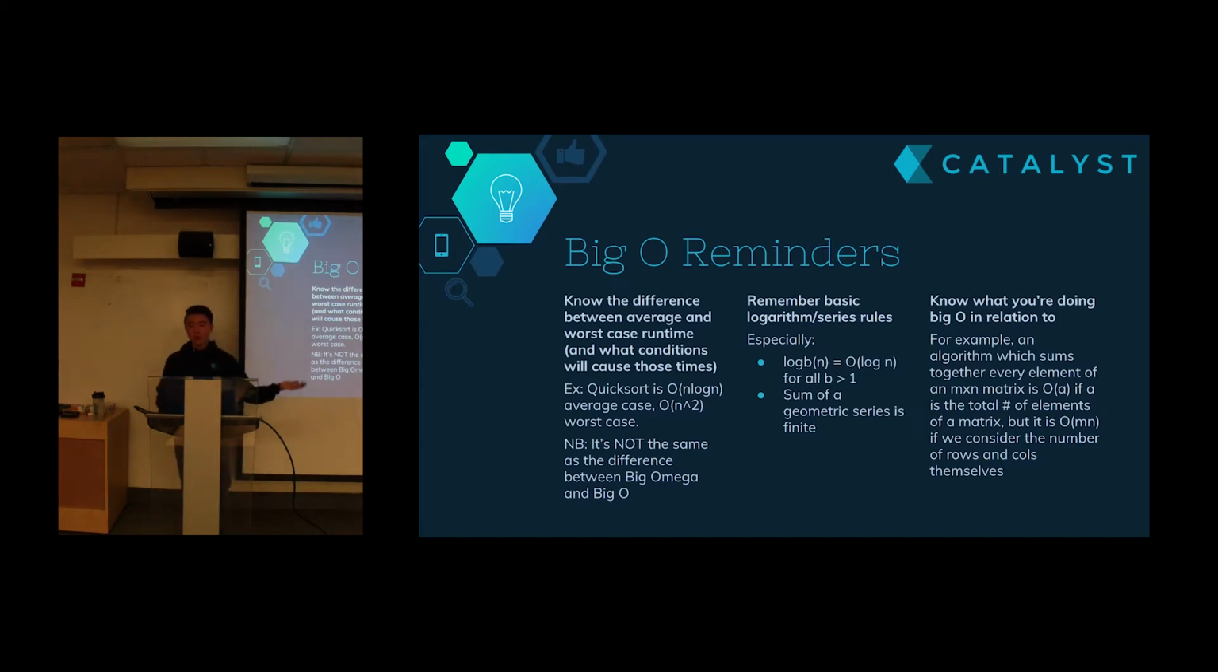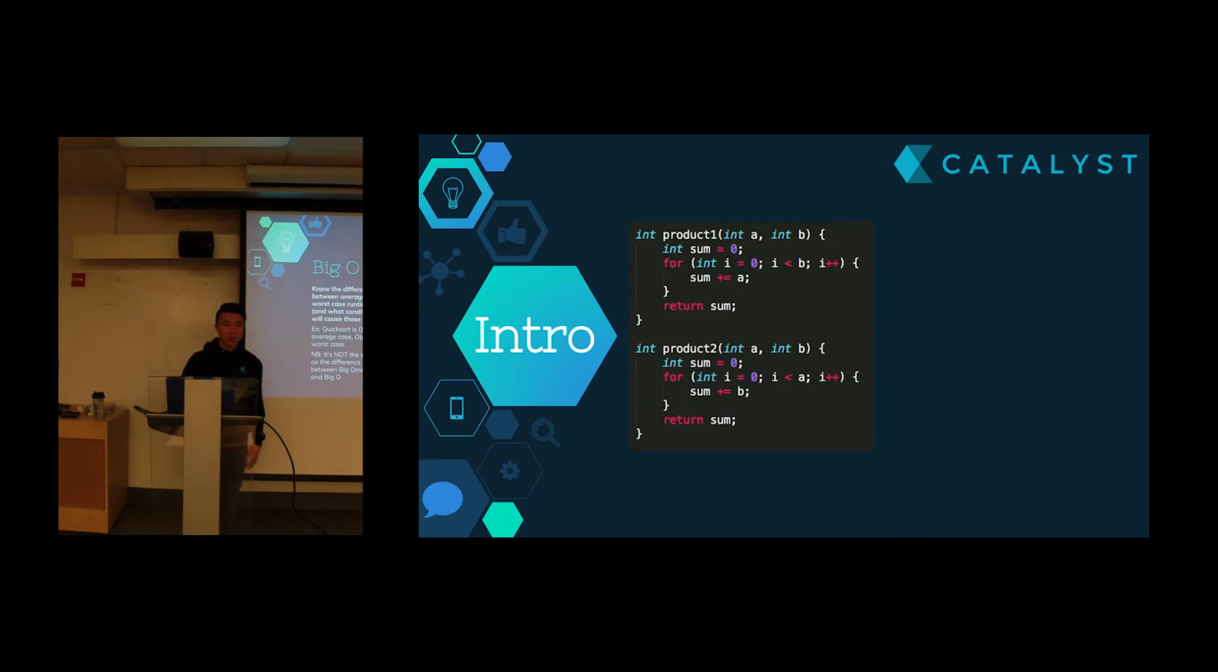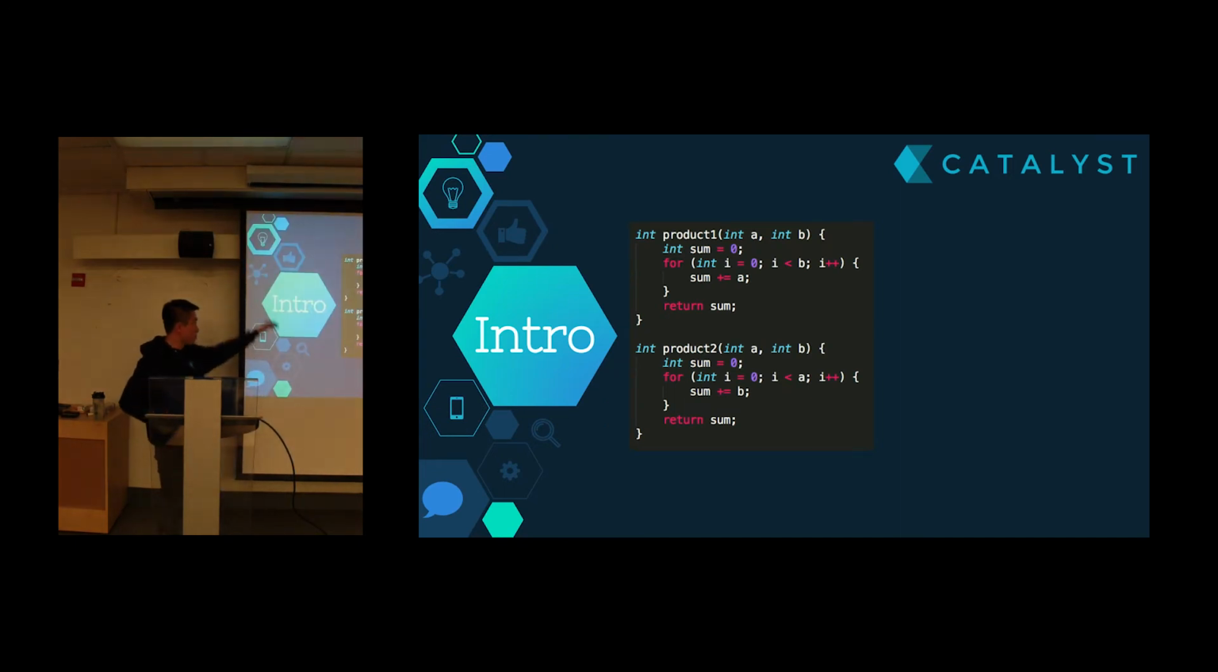So for example, an algorithm which sums together every element of an m by n matrix is O of A if A is the total number of elements of the matrix. But if you consider an m by n matrix, then it's O of mn if you talk about the number of rows and columns themselves. So be very careful that you're very specific about the variables that you use when you are talking about big O. To hammer that point home, let's talk about these two problems.